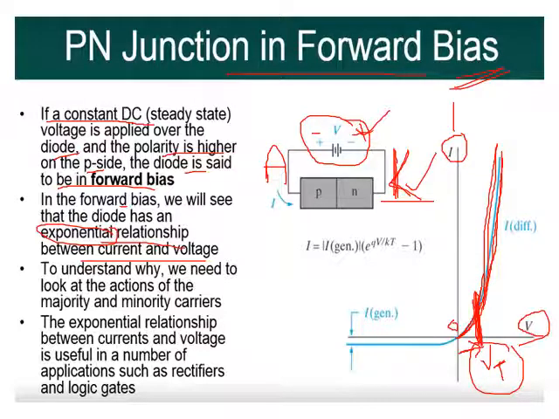Let me go somewhat out of the syllabus and ask you: say this PN junction is made of silicon, so we say that this is a silicon diode, and we know that the threshold voltage for a silicon diode you can assume to be 0.7 volts, right? Now my question is, where will the current be if I give a voltage of, say, 1 volt?